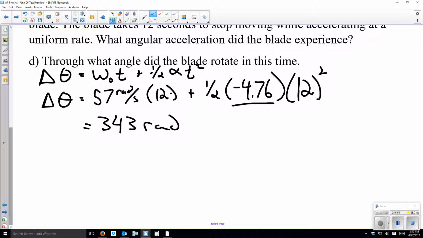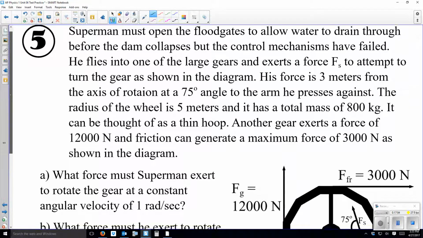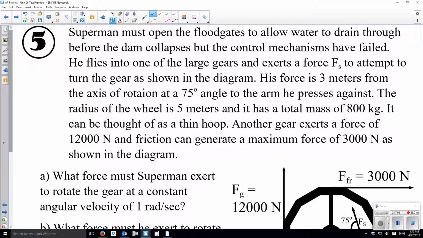Got a problem about Superman now. And it says, let's see, he flies into one of the largest gears and exerts a force, we'll call it Fs, to attempt to turn the gear as shown in the diagram down below. I'll scroll to that in a minute. His force is 3 meters from the axis of rotation at a 75-degree angle.